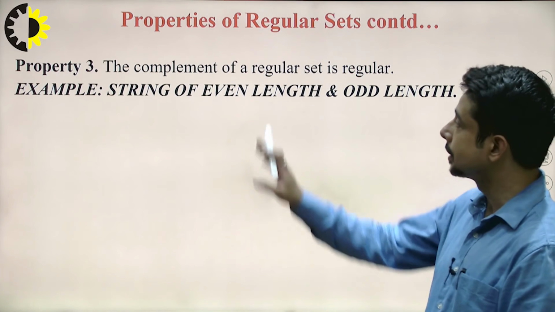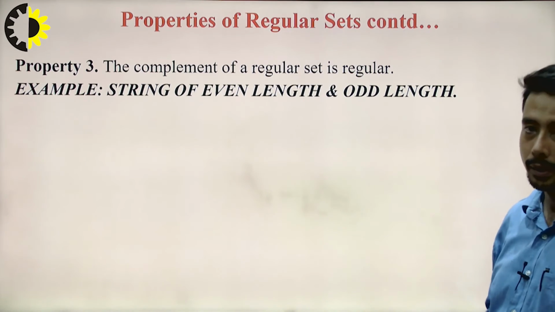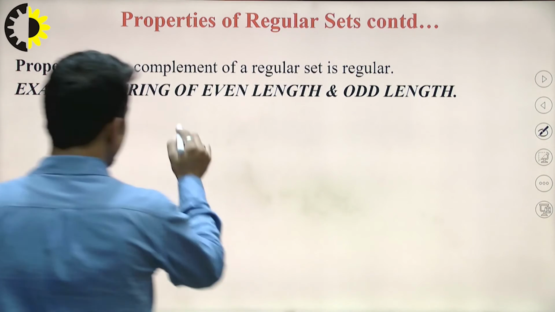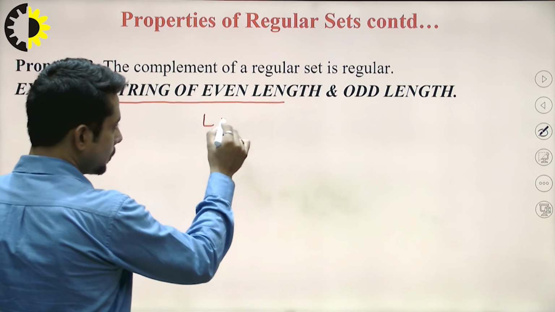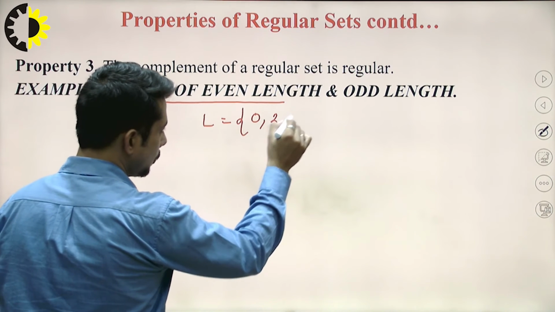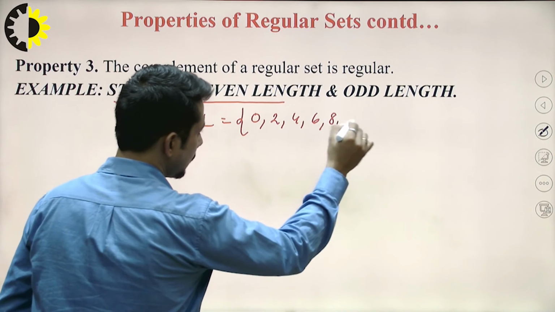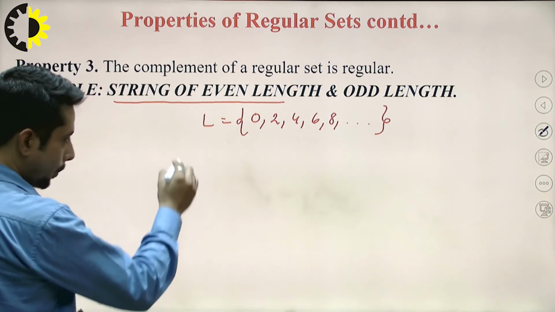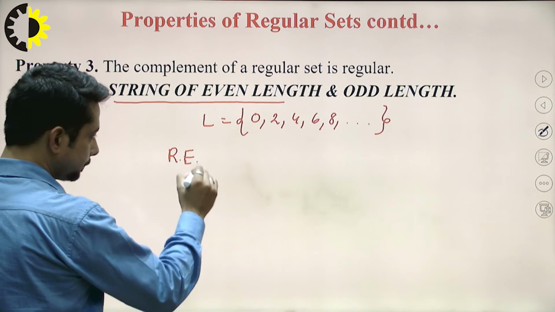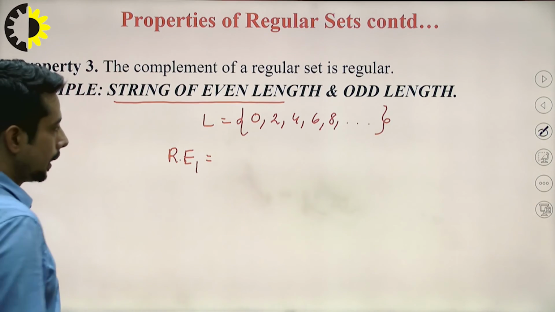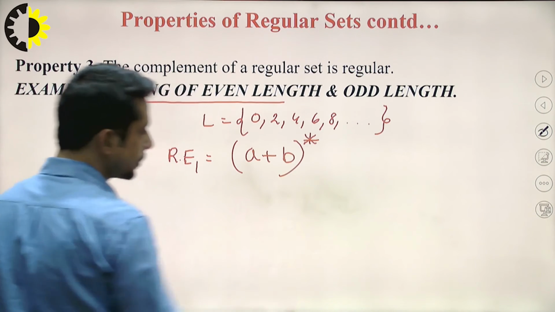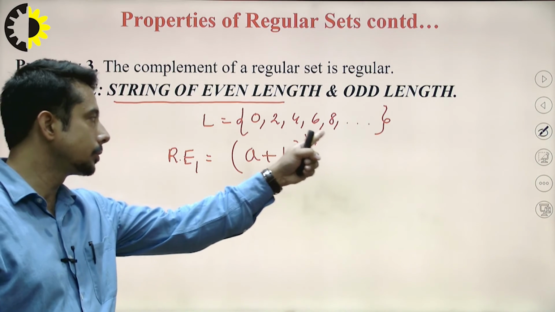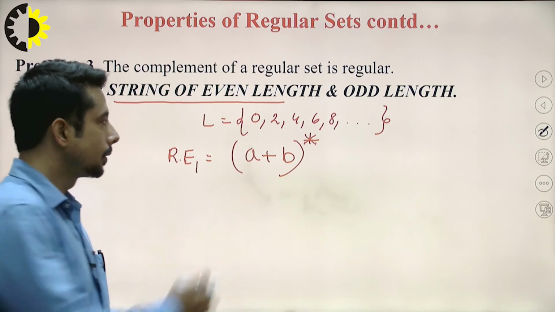The next property says that the complement of a regular set is a regular set. Let me explain to you. Let me take strings of even length. That means the language will be 0, 2, 4, 6, 8 and so on. Correct? So if you write the regular expression, it will be like this: (A + B) whole to the power Kleene closure. If the Kleene closure is 0, then it will be 0, which resembles this one.